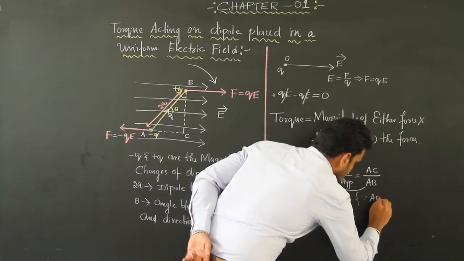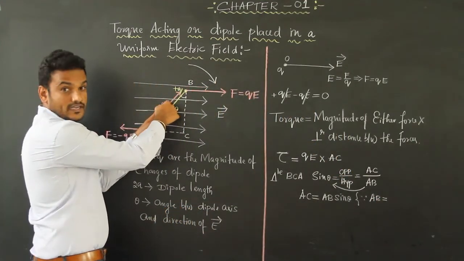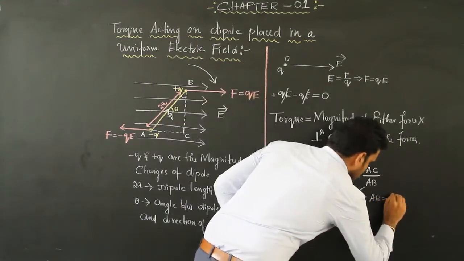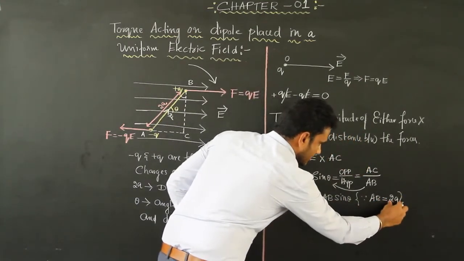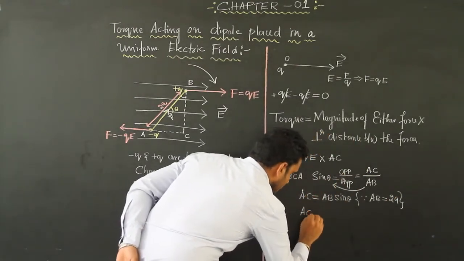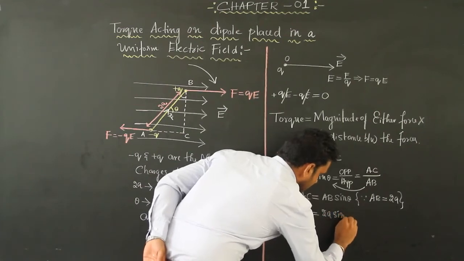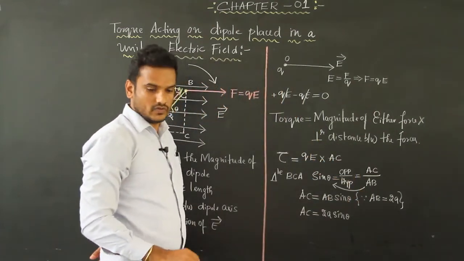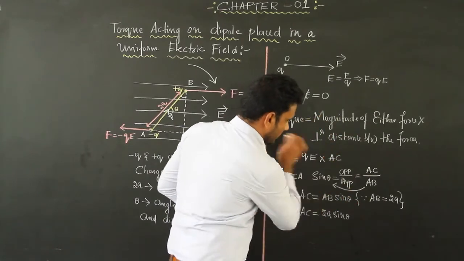But AB is equal to what? Look at the diagram, you will get AB is equal to dipole length, that is 2A. So in the place of AB, I can substitute 2A. So AC becomes 2A into sin theta. Now I am going to substitute the value of AC into this equation.